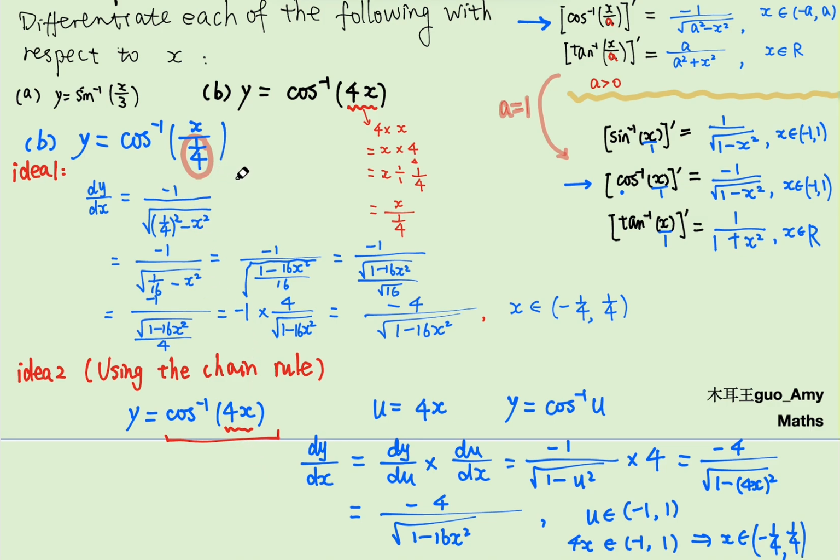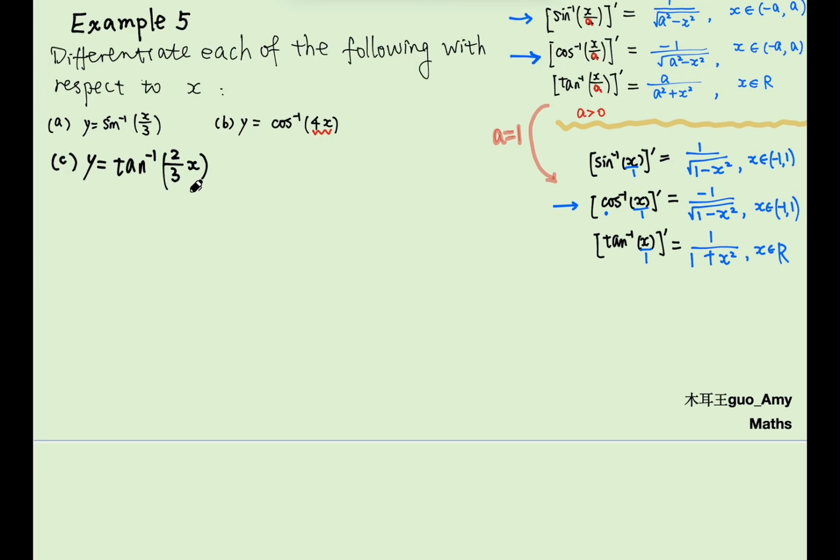For the first idea, we use the generalized formula directly, but the key step is to rewrite the function to identify the value of a, which is a quarter. And for the second idea, we use the chain rule, and the key step is to distinguish the inner function and outer function, and then apply the chain rule. Now let's move on to part C.